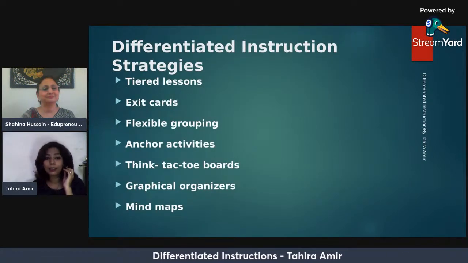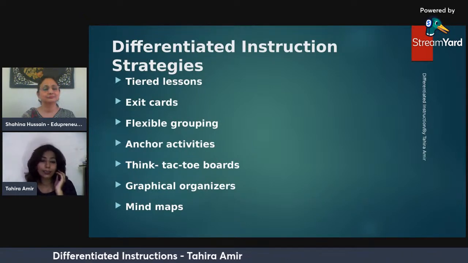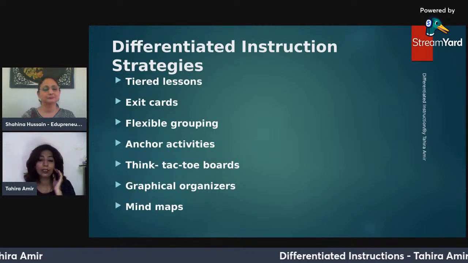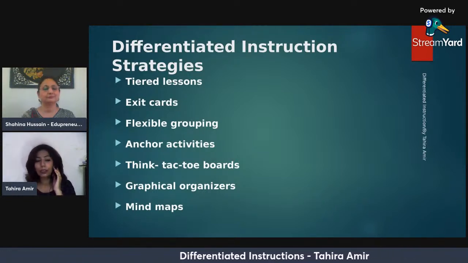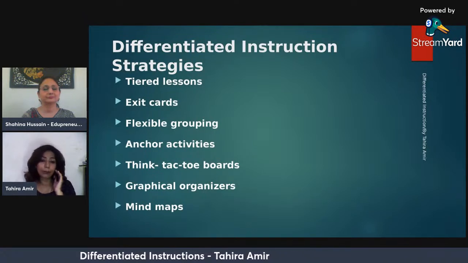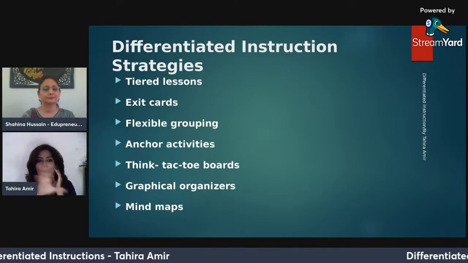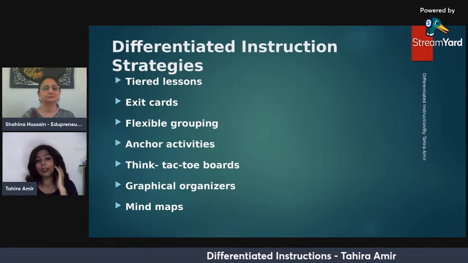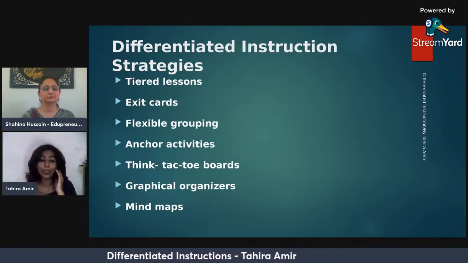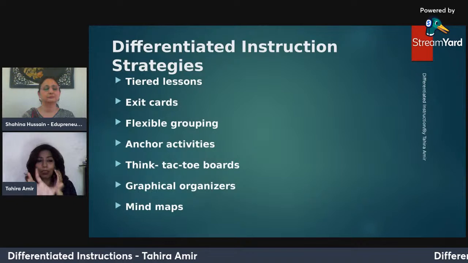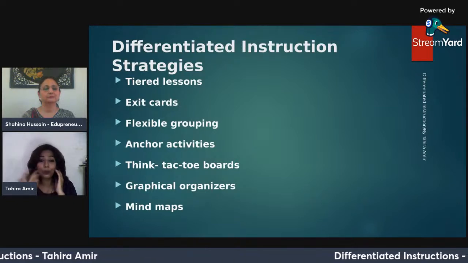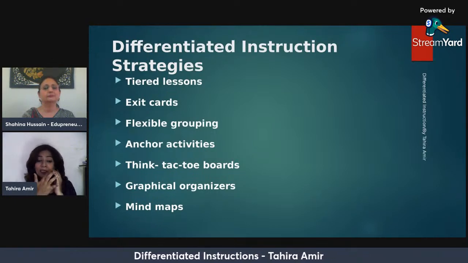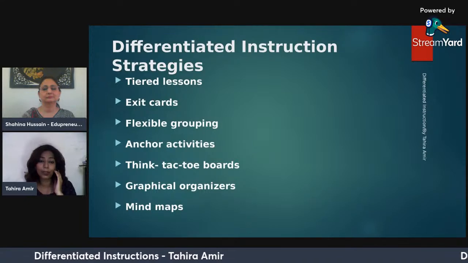Okay, these are some strategies. Like, for example, tiered lessons, exit cards, flexible grouping. All these strategies have different activities. For example, if we talk about tiered assignments, they are designed to teach the same skill, but the students create different products to display their knowledge based on their comprehension skills. So there are multiple activities in this particular strategy where the student can choose how the student is willing to demonstrate his learning.